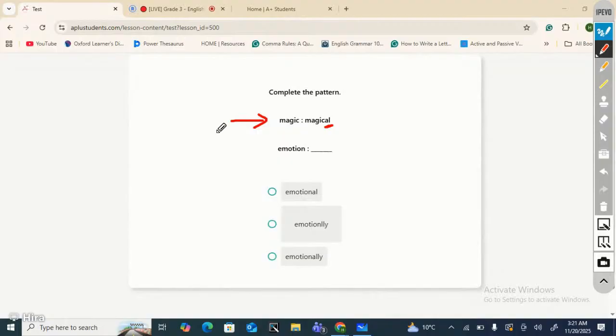Who is going to answer? Which option has the same suffix? The first option, emotional. See? So words which share the same suffix act the same way. Someone who's emotional has to do with emotion. So it completes the pattern.